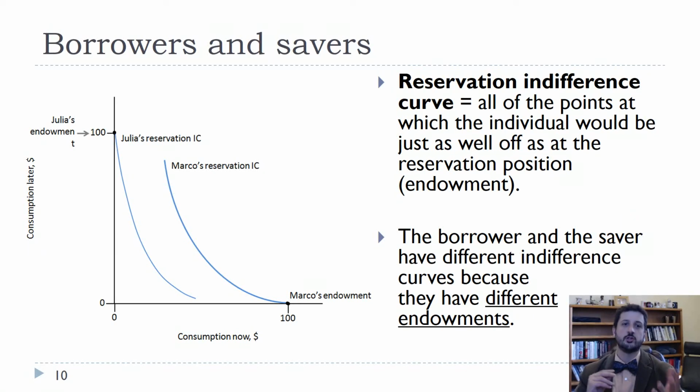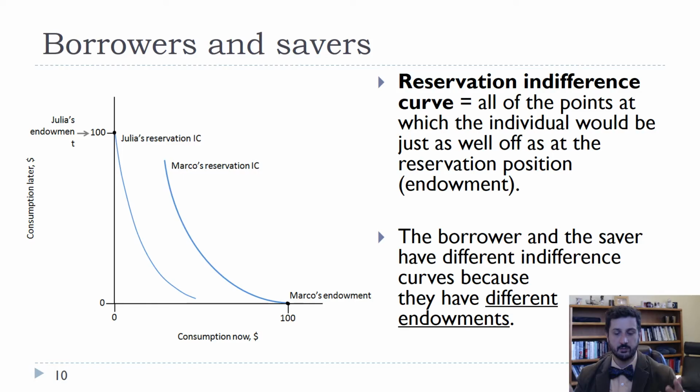In the last video, we looked at Julia, who has some future endowment and wants to borrow in order to consume something now so that she can make it into the future. We're going to contrast that now with Marco. So Marco has an endowment now, but nothing in the future.